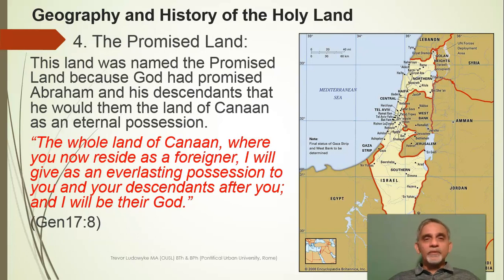Another term for Holy Land is the Promised Land. Now this land was named the Promised Land because God had promised Abraham and his descendants that he would give them the land of Canaan as an eternal possession. Genesis chapter 17 verse 8 says, the whole land of Canaan, where you now reside as a foreigner, I will give as an everlasting possession to you and your descendants after you, and I will be their God. So the name Promised Land came to be known after the promise that God made to Abraham.